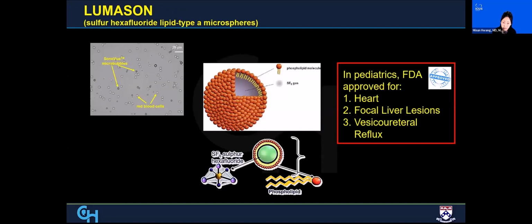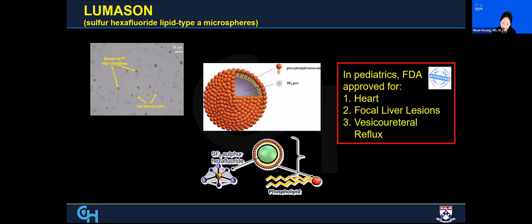So currently, as you've heard, Illumason is approved for 3 specific indications. One is opacification of the heart chambers. The other is evaluation of focal liver lesions. And the last one is vesicoureteral reflux. Brain contrast ultrasound is off-label.